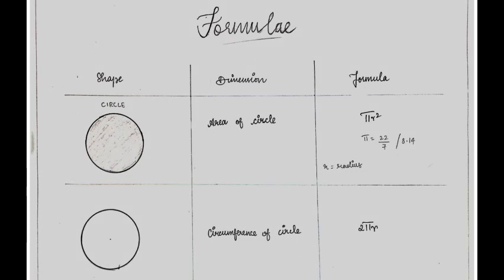Now we are going to look at some formulae related to circle, sector and segment. The first one is circle. Area of circle is equal to pi r square. Here the pi's value is 22 by 7 or we can take it as 3.14 and r is radius. The next one is circumference of a circle which is equal to 2 pi r.